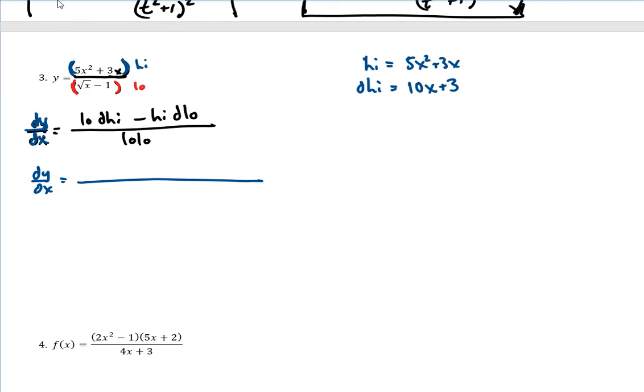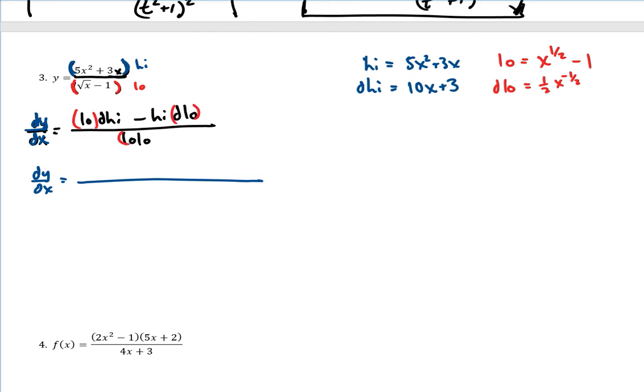And for instance, like the low, I probably shouldn't just eyeball the derivative and put it in. Here's where it's good to rewrite it. So the square root of x minus 1, I would rather see x to the 1/2 minus 1 is the low. And that way I can do its derivative easier. So the derivative of the low would be 1/2 x to the negative 1/2, and then that's it.